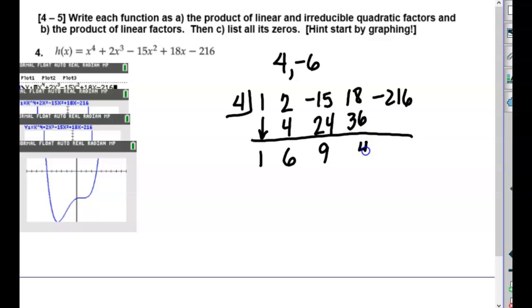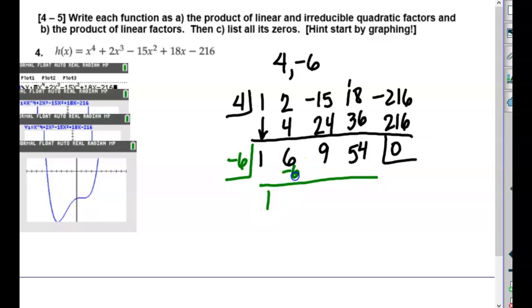Holy moly. 14, 3, 4, 54, 108, 216. What do you know? All right, then we have to do what still? Then negative 6 times 0 is 0, add to 9 is 9, negative 54, 0. Whew. What does this mean at the end?